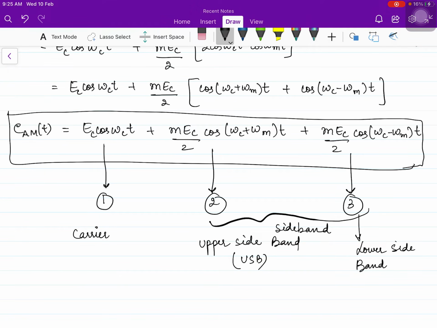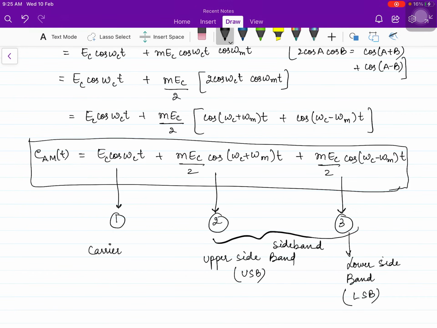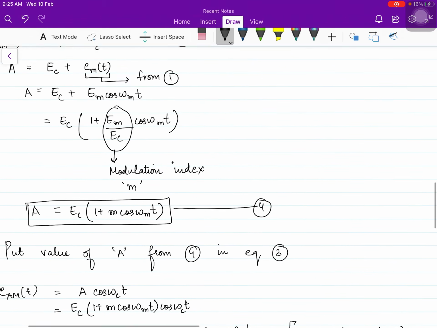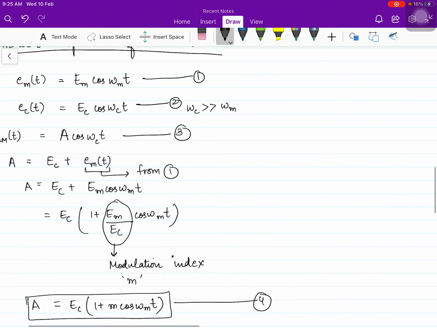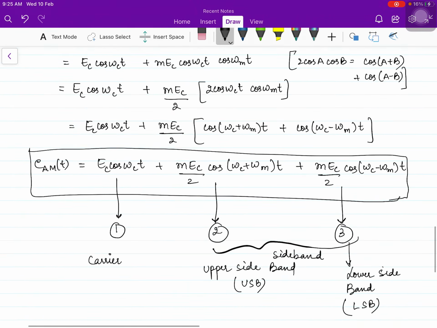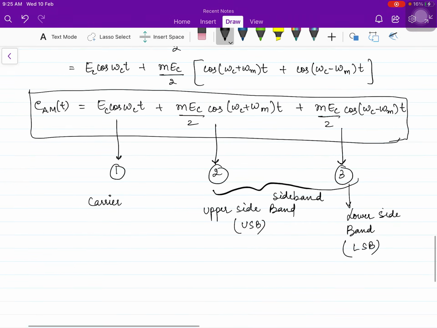Both of them together are called sidebands, but individually one is the upper sideband and one is the lower sideband, abbreviated as USB and LSB respectively. So there are three terms present in the amplitude modulated wave expression: one is carrier, one is upper sideband, one is lower sideband. If I ask you from the above equations, that is equation number 1 or 2, what is the amplitude of carrier? Or you can look from here itself also.